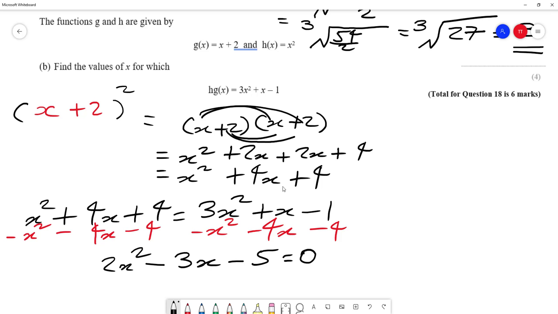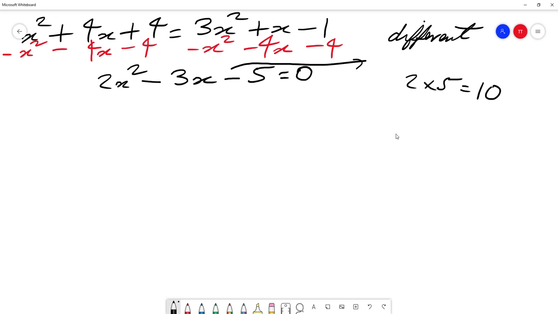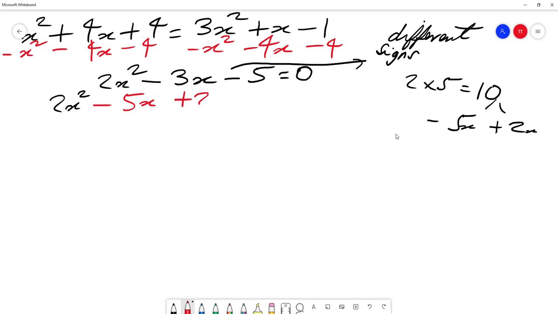So now we're going to use the AC method to factorize this quadratic. So I'm going to say 2 times 5 gives me 10. Don't forget the minus at the end always means different signs. So we've got different signs in both brackets. So we've got 5 and 2. Minus here means the bigger number must have the minus sign. So we've got minus 5x plus 2x. So we're going to have 2x squared, replace the middle term with minus 5x plus 2x, and then we've got minus 5 equals 0.